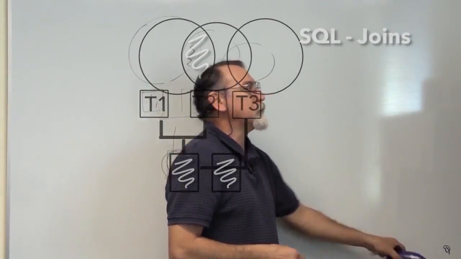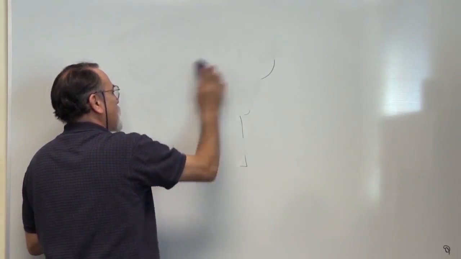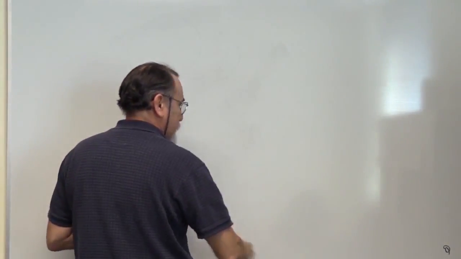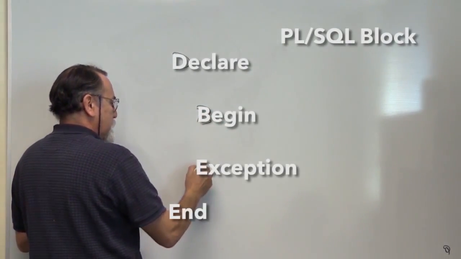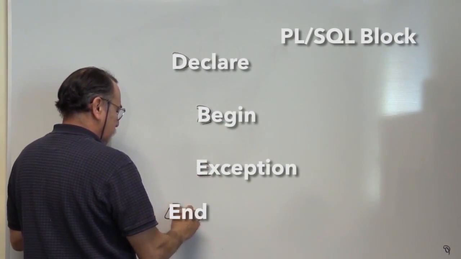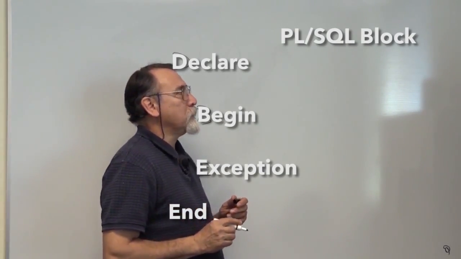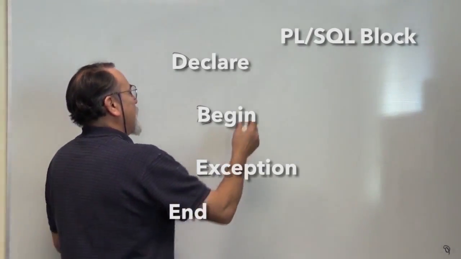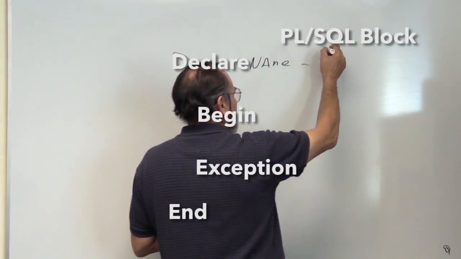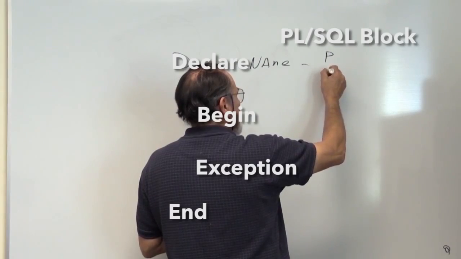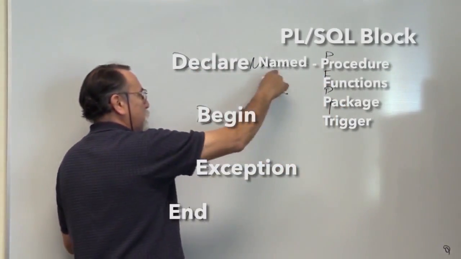We talked about the block in PL/SQL. So we talked about the fact that you have the declare, the begin, the exception, and the end in that respect. And then you had the named blocks that developed into the procedures, the function, the package, and the trigger. So those are the four items that are named.